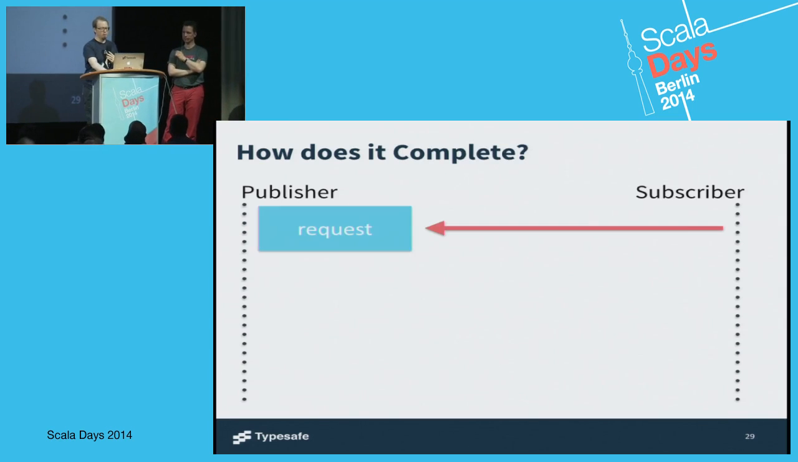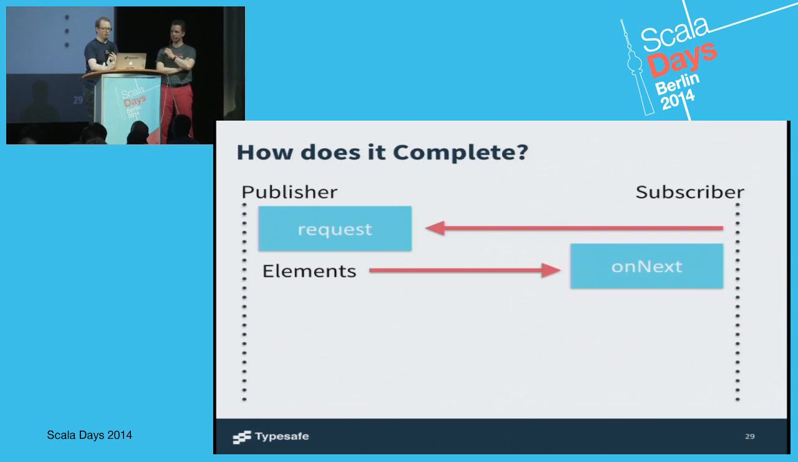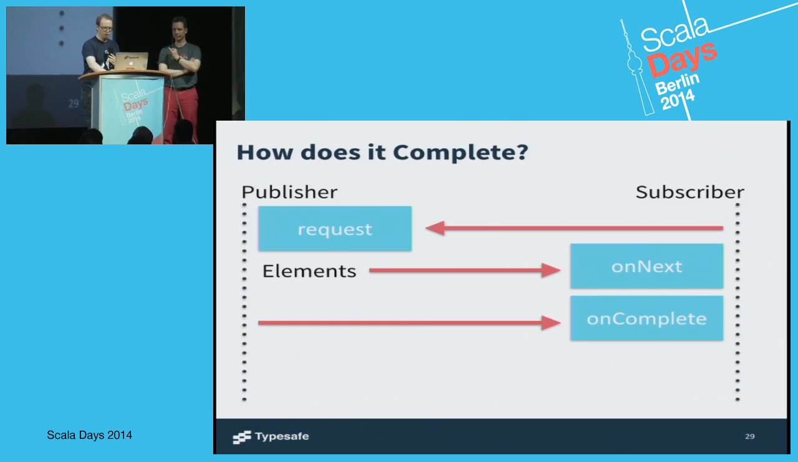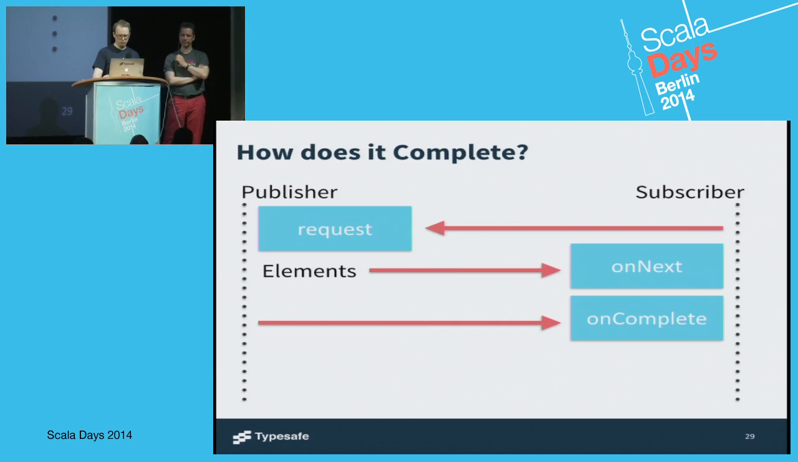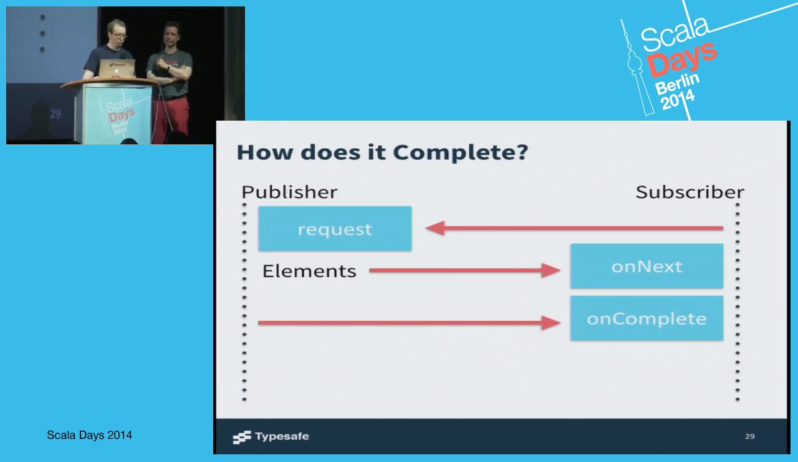So what happens when the stream completes? Well, normally you have this exchange of elements flowing down. You have demand being propagated up the flow. And at some point, the publisher just calls onComplete, saying that, okay, this is it, we're done. Do what you want to do, but I'm not going to do anything more.